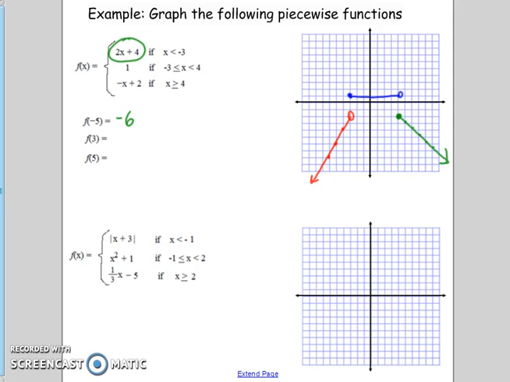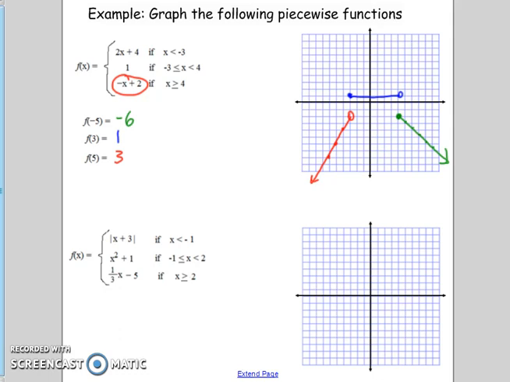Next, f of 3. So is 3 less than -3? No. Is 3 between -3 and 4? Yes. So we're going to use this function. So it's just going to be 1. And then for 5, 5 is not less than -3. 5 is not between -3 and 4, but 5 is greater than or equal to 4. So I would use this function, and I'm going to plug 5 in. So I have -5 plus 2, which gives me 3.